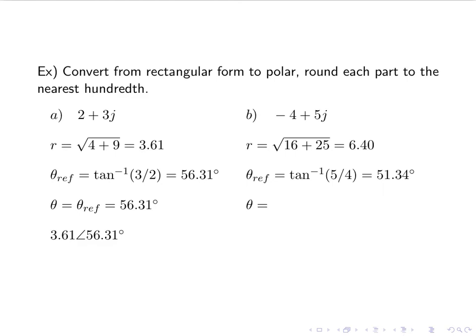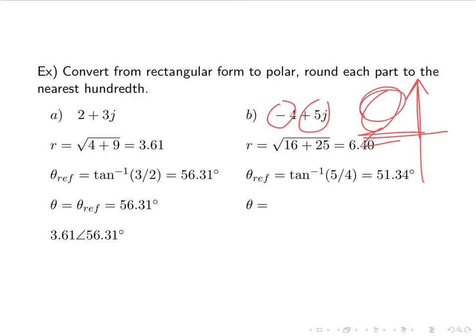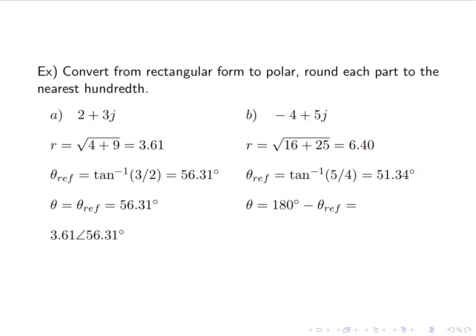My angle is not 51.34 degrees because I'm not in quadrant 1. With a negative x and a positive y, I am in quadrant 2. And if we remember the formula for that, in quadrant 2, the angle is 180 degrees minus the reference angle. So 180 minus 51.34 degrees gives me 128.66 degrees. Again, for my final answer, I can't just leave r as this and theta as this. I need to put it in polar form. So again, this is the fastest way to do that.